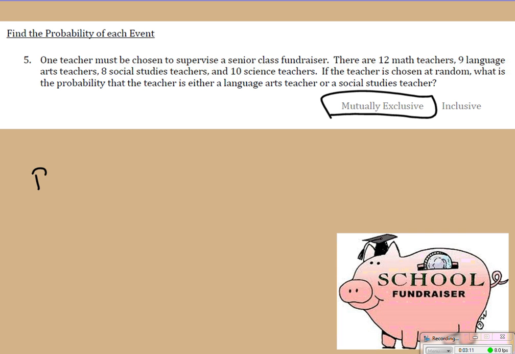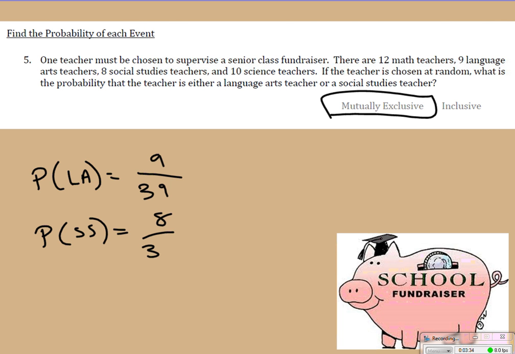So the probability that you are a language arts teacher is going to be 9 out of, let's see, 12, 9, 8, 10. So 12 and 9 is 21, 8 is 29, 10 is 39. So probability of a language arts teacher is 9 out of 39. Probability of a social studies teacher is going to be 8 out of 39. So when I add those two, my probability is going to be 17 out of 39, or not quite 50%.